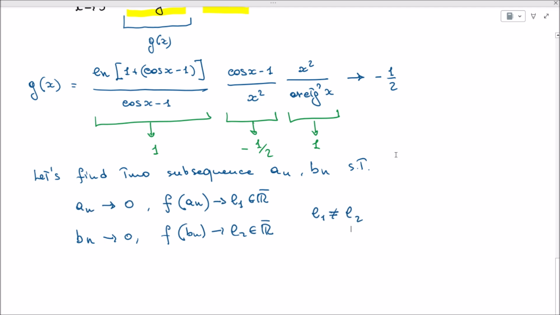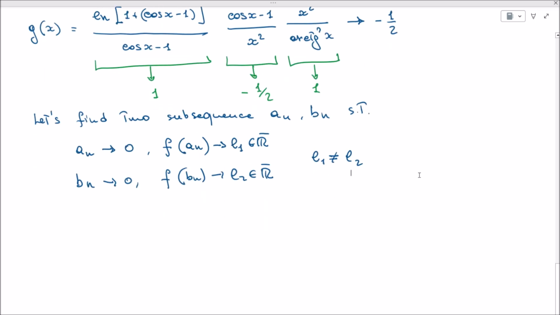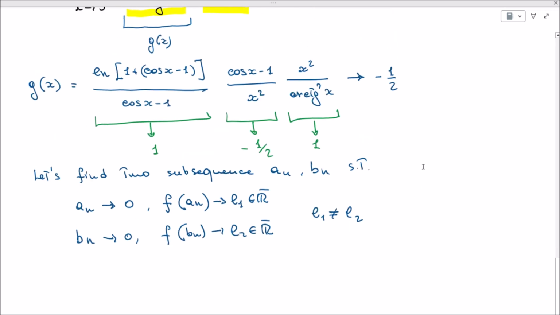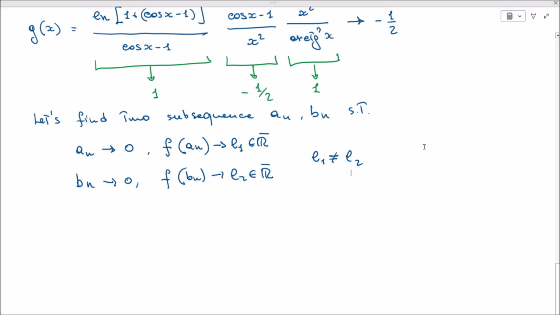Now, the idea is that because we know that g of x will tend to minus 1 over 2, we could identify an such that cosine of 1 over an to the cube will be equal to 1.